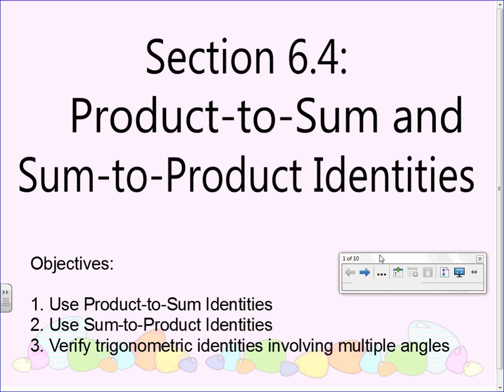Yes? Do we have to verify any more identities or proofs? Not as many. I think your test has 1 proof on it. How about verify? That's it. Most of the problems we're going to be doing are calculations.